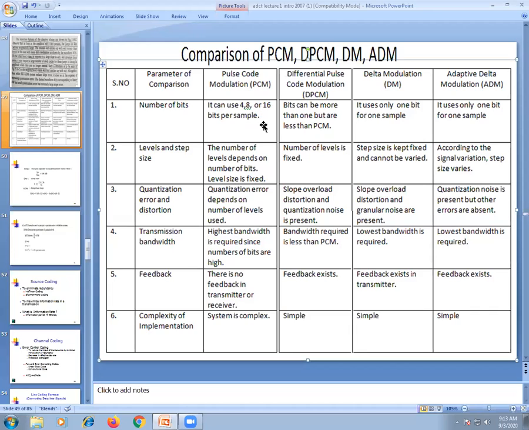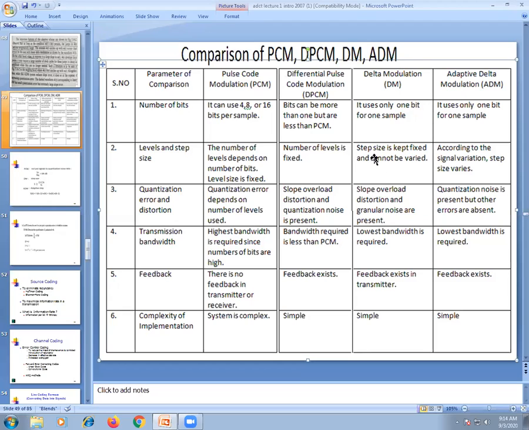Next one, levels and step size. The number of levels depends on the number of bits. Level size is fixed; level is the quantized level. So M is equal to 2 to the power of n, where M is the quantized level and n is the number of bits. If there are 8 bits, 256 quantized levels are there. Likewise, the quantization levels are reduced in the DPCM, because the levels are assigned depending upon the number of bits. Because the number of bits is 50% of PCM, the quantization level also reduces.